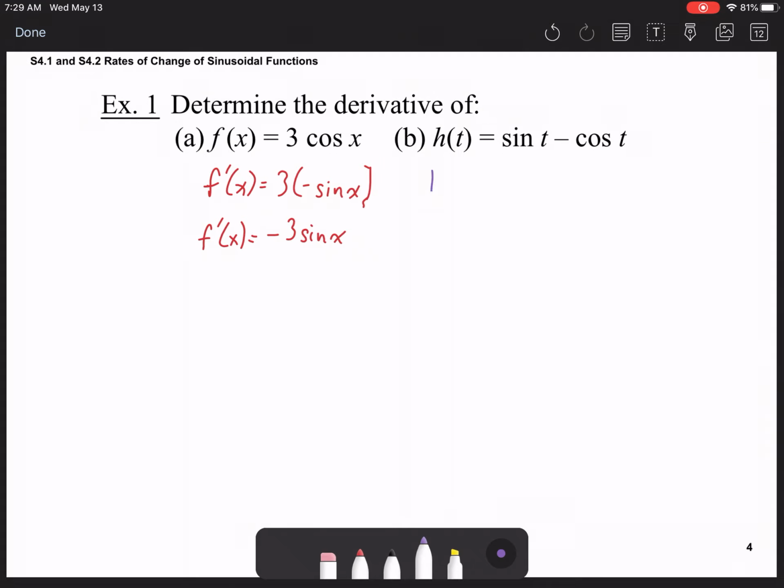The derivative of h of t would be h prime of t. The derivative of sine t is cosine t. The derivative of cosine t is again negative sine t. So this derivative turns out to be cosine t plus sine t. And what you start to notice is derivatives of sinusoidal functions actually turn out to be cyclical in nature. In other words, they seem to happen again and again.